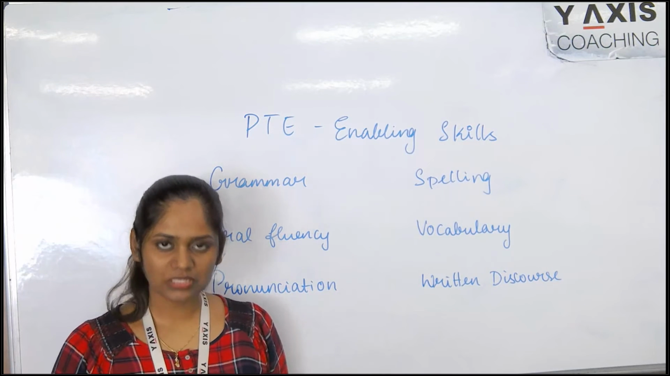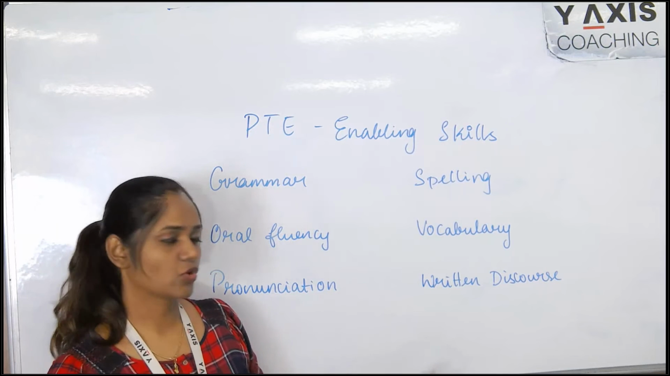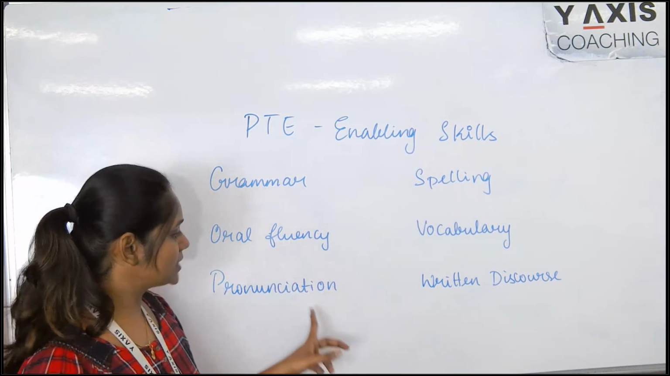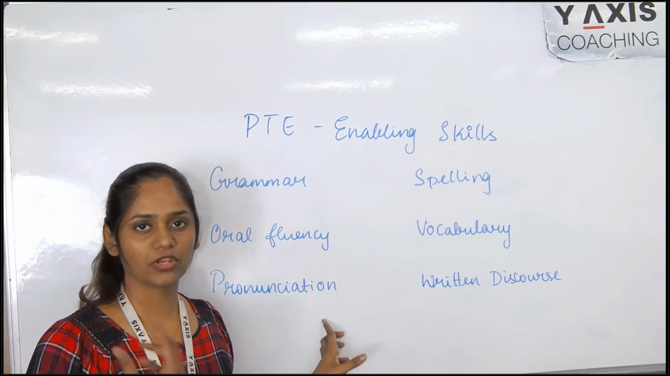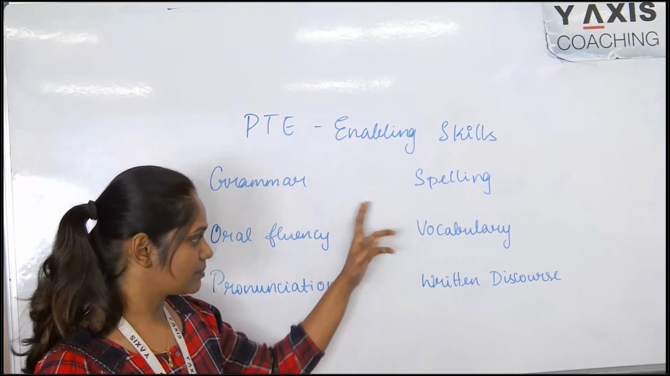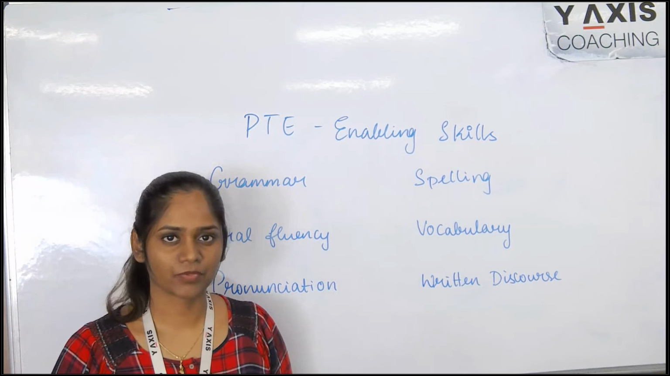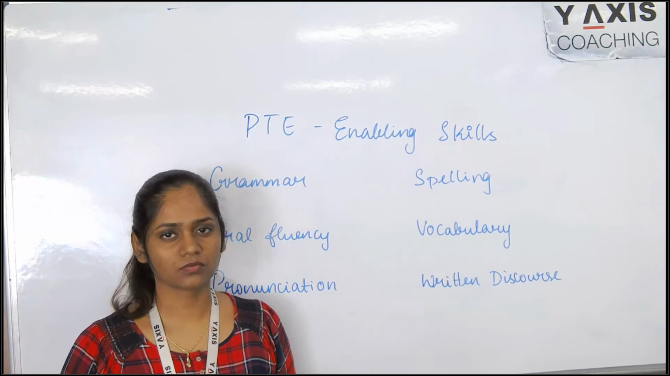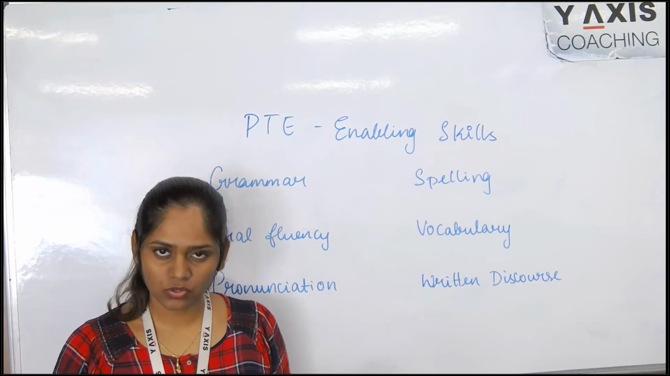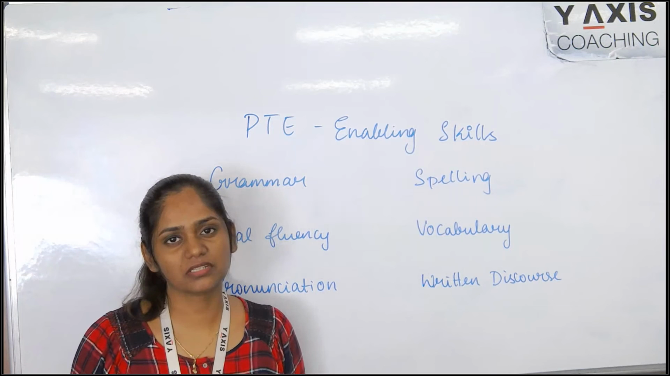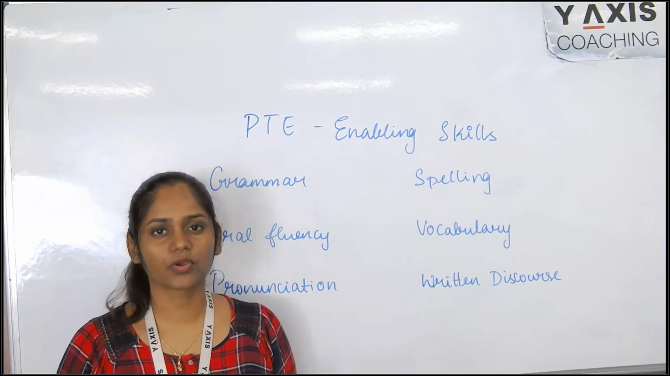So among all these enabling skills, grammar and vocabulary are evaluated in both forms, oral fluency and pronunciation are evaluated only when you give your oral responses, and spelling and written discourse are evaluated when you write down your responses. So this is nothing new to you. They would all be evaluated together in the 4 communicative skills that we have. So do focus on these things.